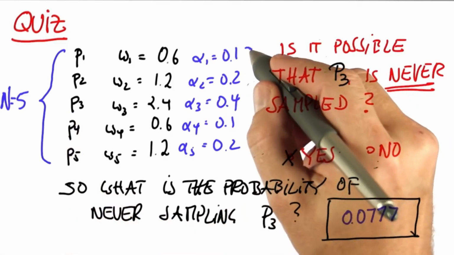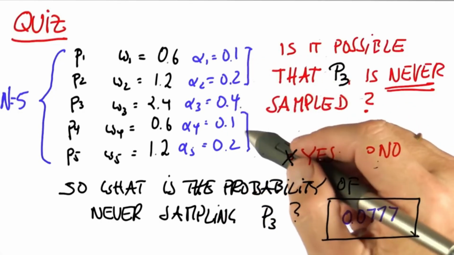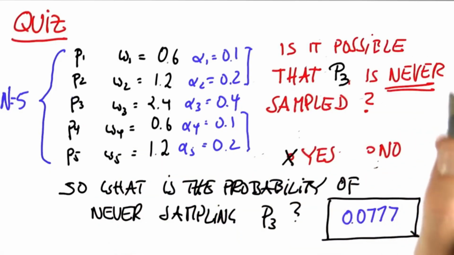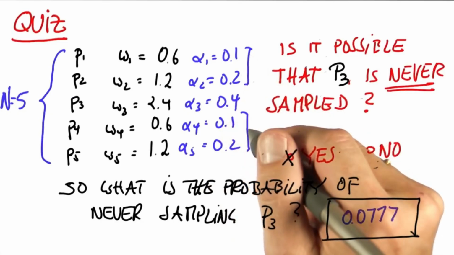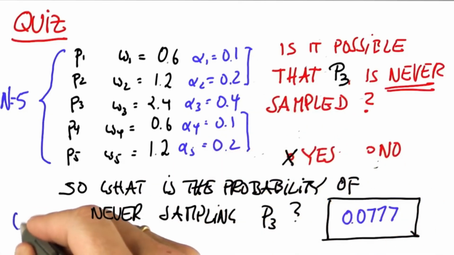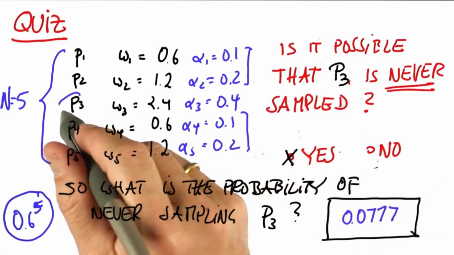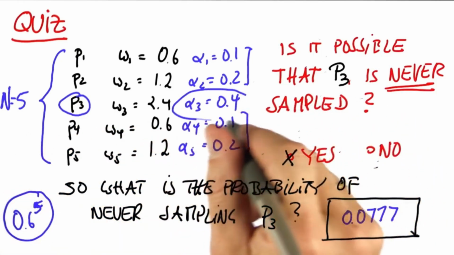The way to obtain this is, for this particle to never be drawn in the resampling phase, we always have to draw one of the following 4 particles. Those together have a probability of 0.6 to be drawn, which contrasts to the 0.4 for P3. So for 5 independent samplings to draw one of those 4, we get a total probability of 0.6 to the 5th, which is approximately 0.0777. Put differently, there is about a 7.7% chance that this particle over here is missing. But with almost 93% probability, we'll have this particle included.